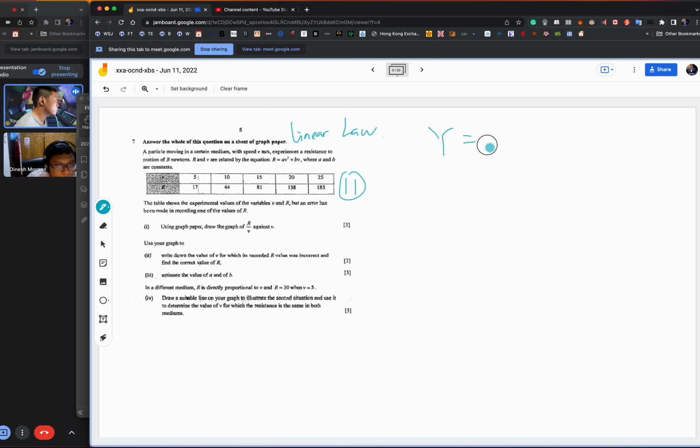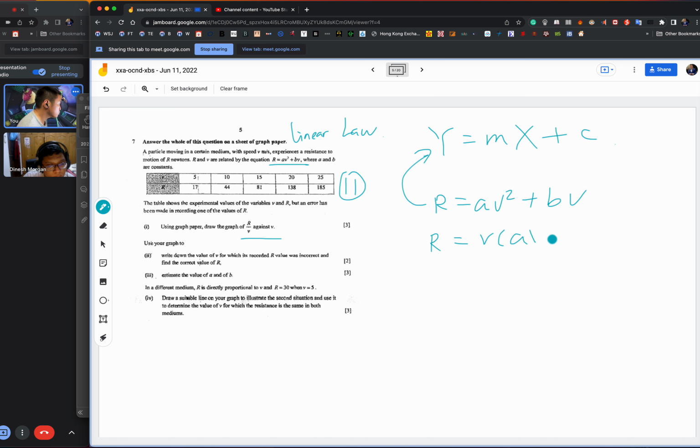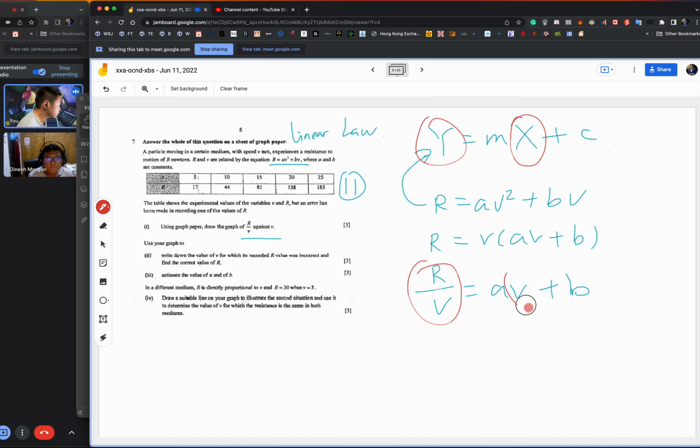This is the big Y equals to M big X plus C type of question. You are given R equals to AV square plus BV. Somehow you need to change it to this format. And by the way, they are very kind. They let you know that you should take out the V common factor. So it's AV plus B, so R over V is equal to AV plus B. Can you see that your big Y is actually R over V, your big X is actually V, your M is your A, and your y-intercept is your B?